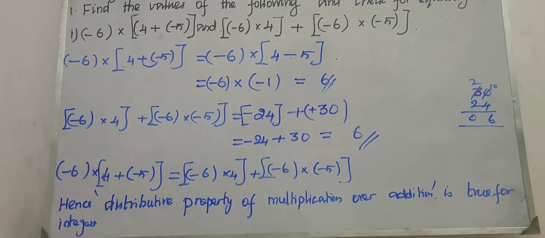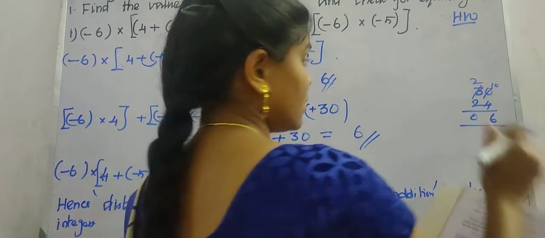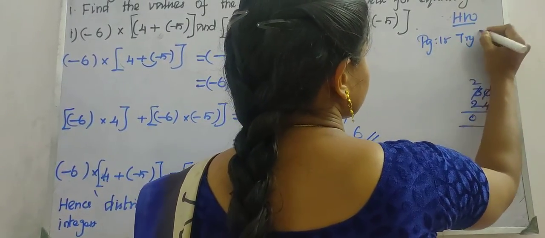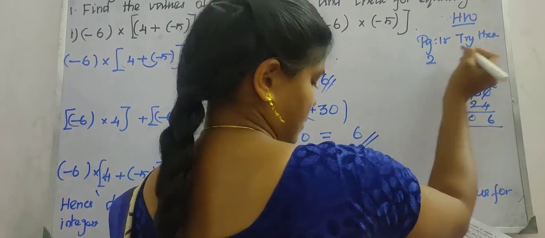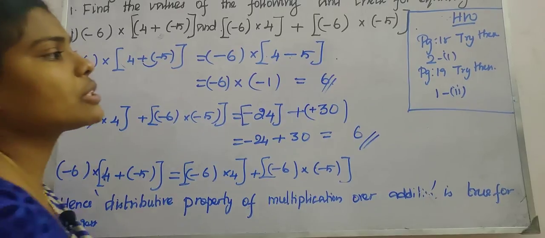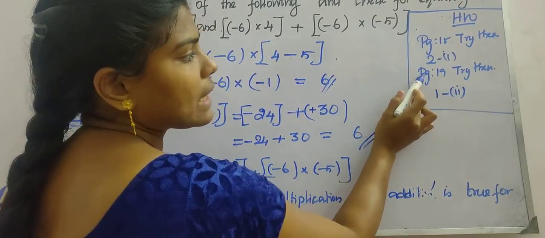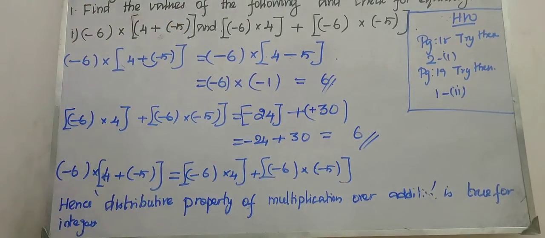So let me give you homework and let us complete the class. Your today's homework is from page number 18, Try These, second question, first one. Children, your today's homework is from page number 18, Try These, second one, first. And then on page number 19, Try These, first question, second sum is your homework. Okay, children, 2 sums are your homework. Do it properly. Okay, thank you.